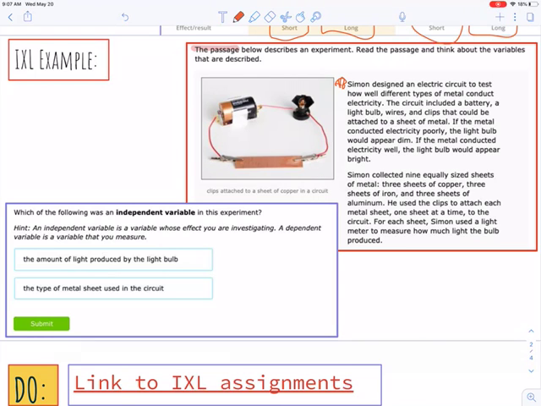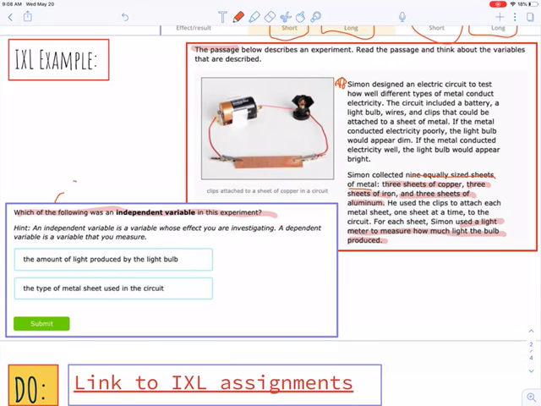So Simon collected 9 equally sized sheets of metal: 3 sheets of copper, 3 sheets of iron, and 3 sheets of aluminum. He used the clips to attach each metal sheet, 1 sheet at a time, to the circuit. For each sheet, Simon used a light meter to measure how much light the bulb produced. So thinking of this information, what do we think is the independent variable in the experiment?